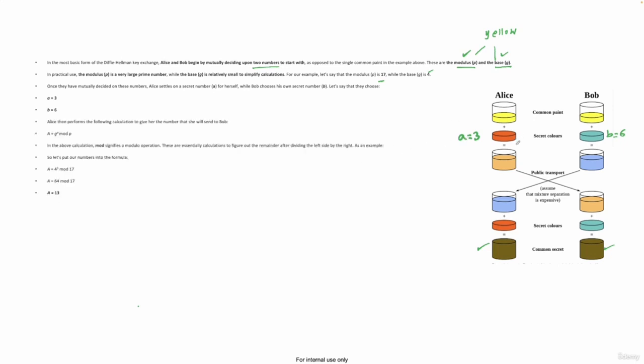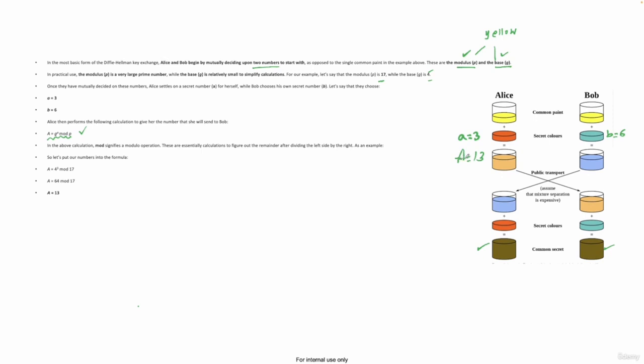Now we are doing a mixing. How is this mixing happening? It happens using a mathematical calculation, which is A equals G to the power of a modulus P. We know our base G is 4. So 4 to the power of 3 modulus 17, which means 4 times 4 is 16, times 4 is 64, modulus 17. You are dividing and getting the remainder, so you get the value of A as 13. Just remember, this is A equal to 13.